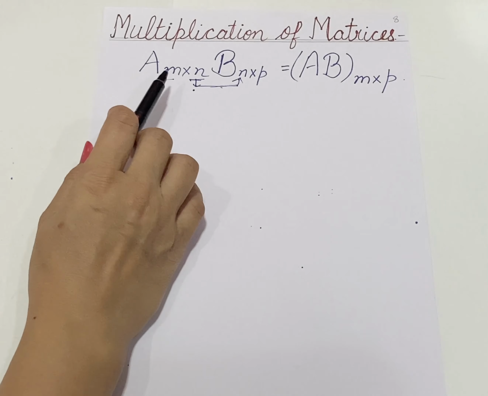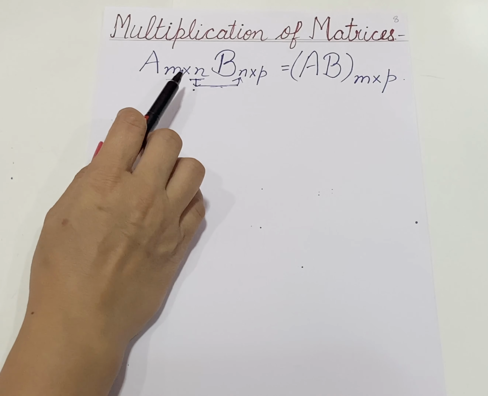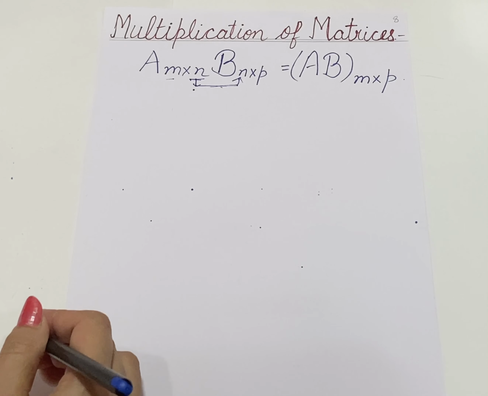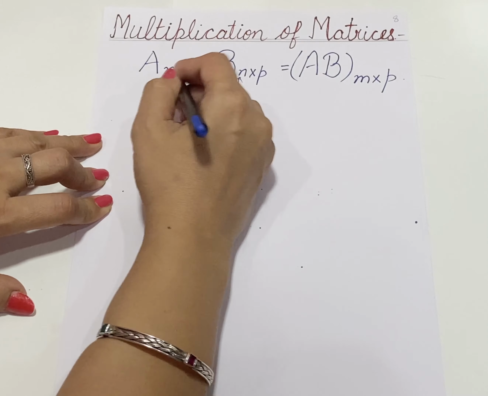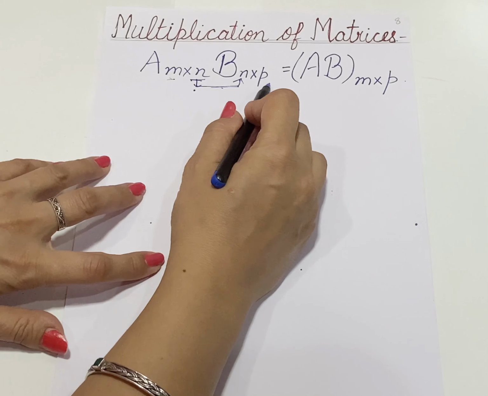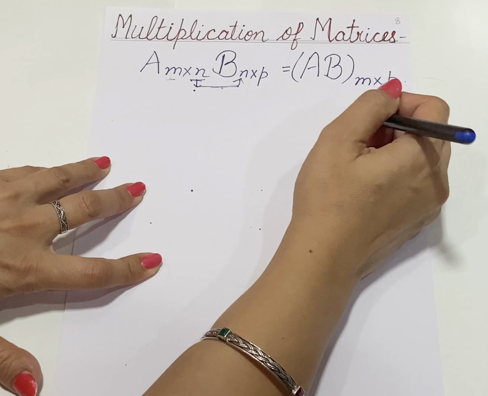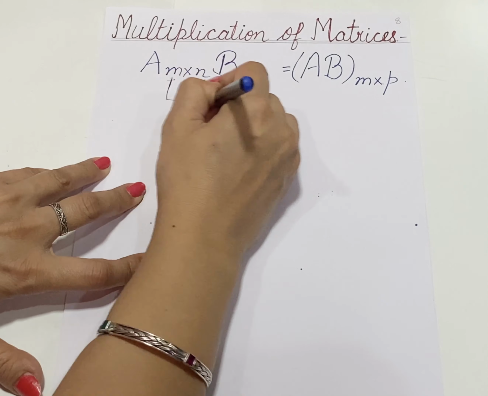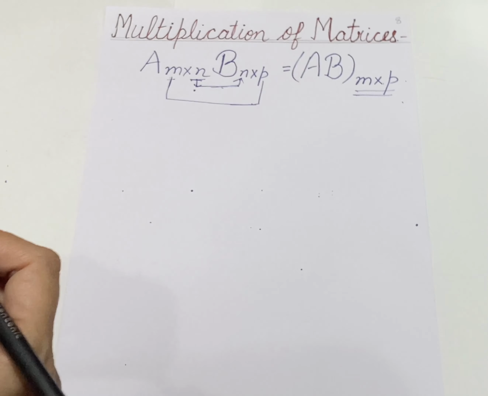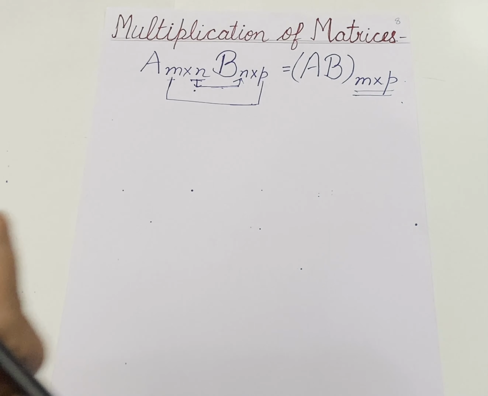Number of columns of first matrix should be equal to number of rows of second matrix, then only the multiplication is possible. So if A is of order m cross n and matrix B is of order n cross p, then the resulting matrix will have the number of rows of the first and the number of columns of the second. I'll give you an example, then it will be more clear to you.